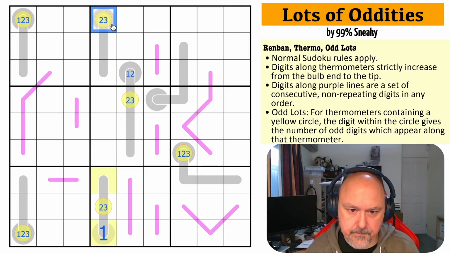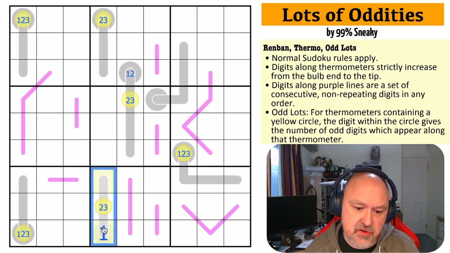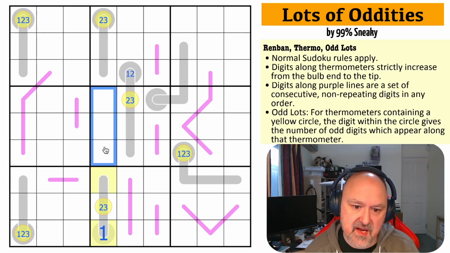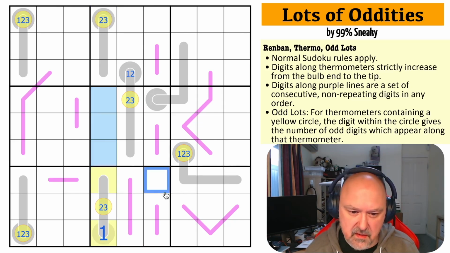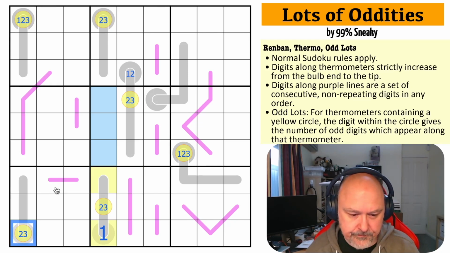And that means between these two thermometers, there are 5 odd digits. There's 2 or 3 here, and there's 2 or 3 here. So these are all even. This is not a 1. So there's 2 or 3 on here.